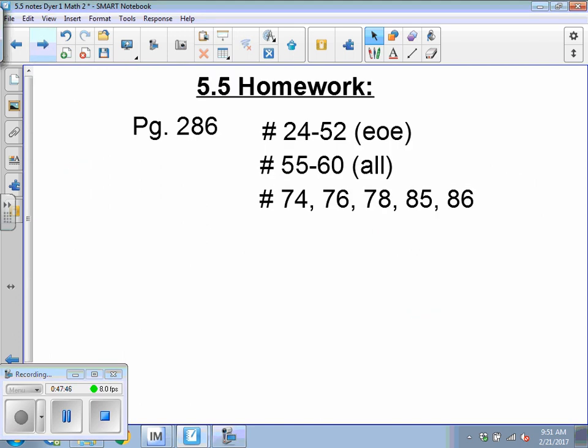Okay, so for your homework, page 286, 24 through 52, every other even. So you do 24, you skip 26. You do 28, you skip 30. You do 32, you skip 34. 55 through 60 all, and then these last 5 problems are where you're putting them in vertex form. Okay, the rest of them are, the first set, you're either just finding c or just writing the binomial square. Your second set, you're solving, and this one you're putting in vertex form.